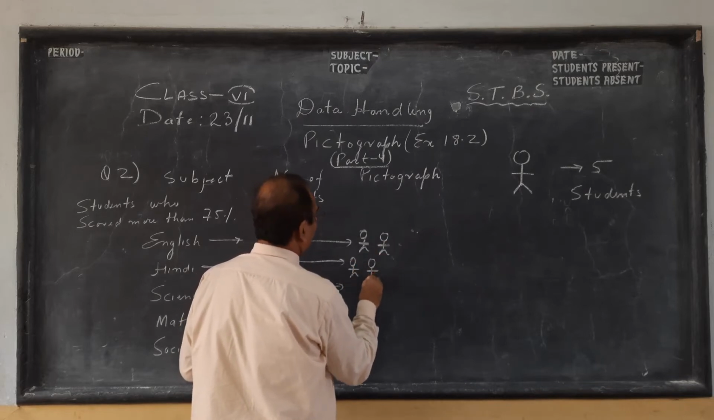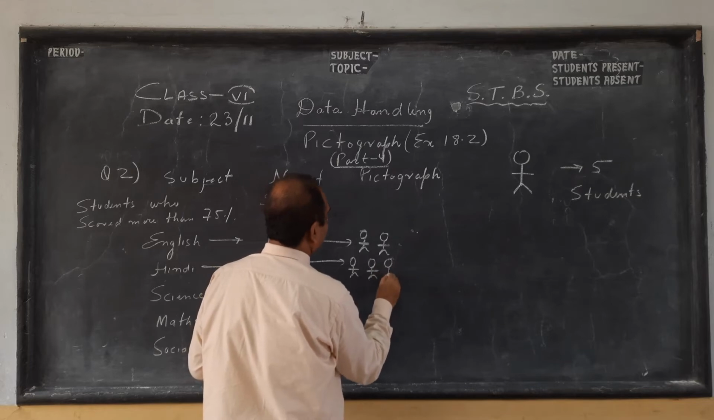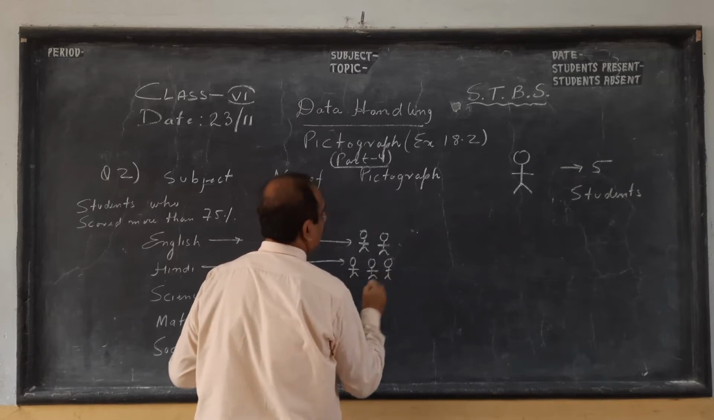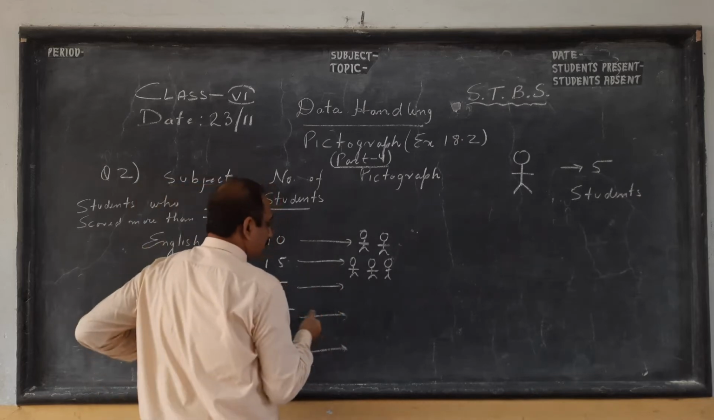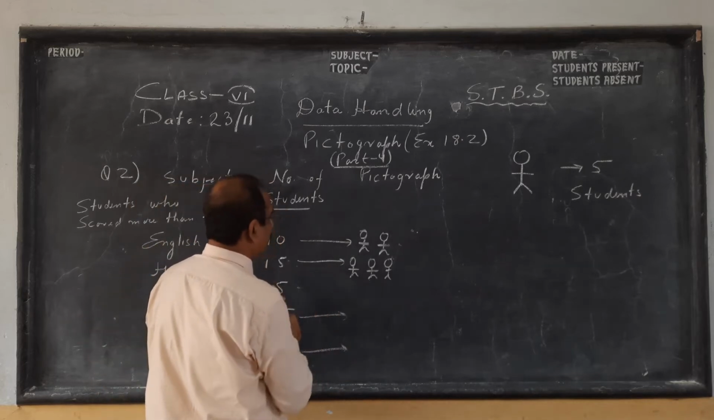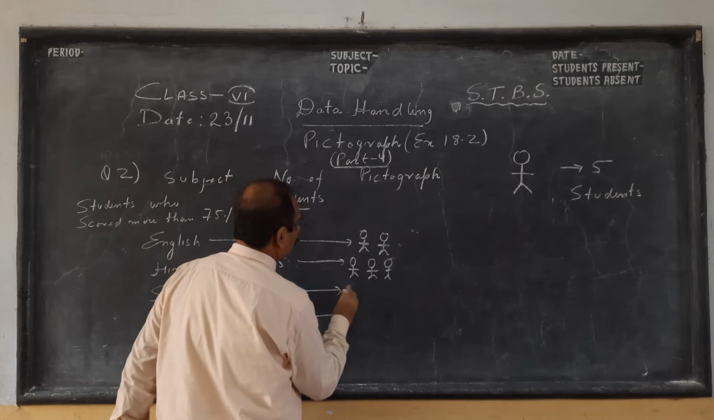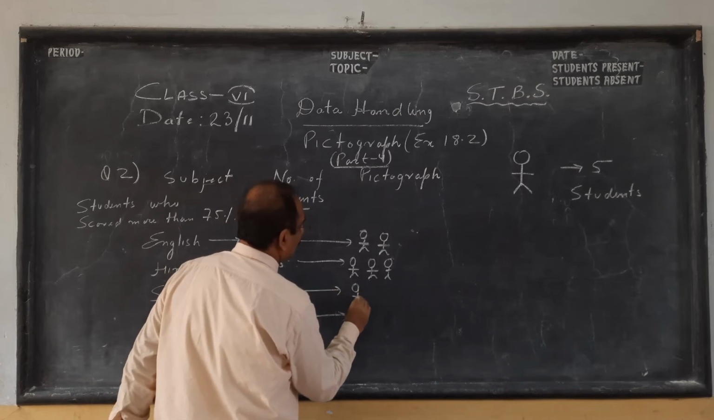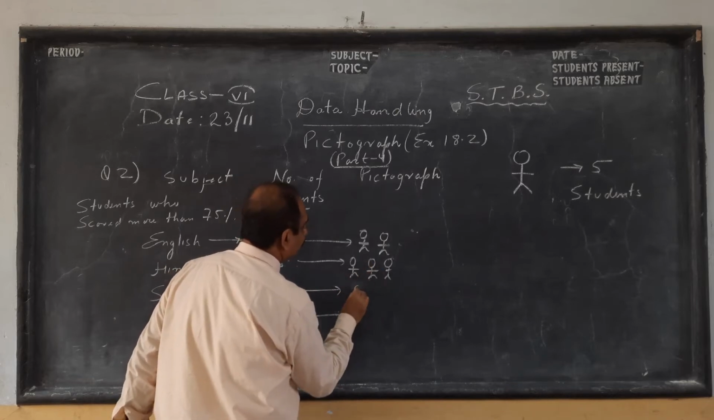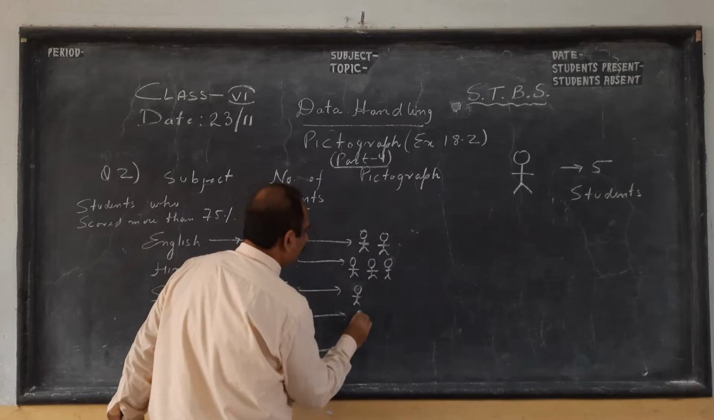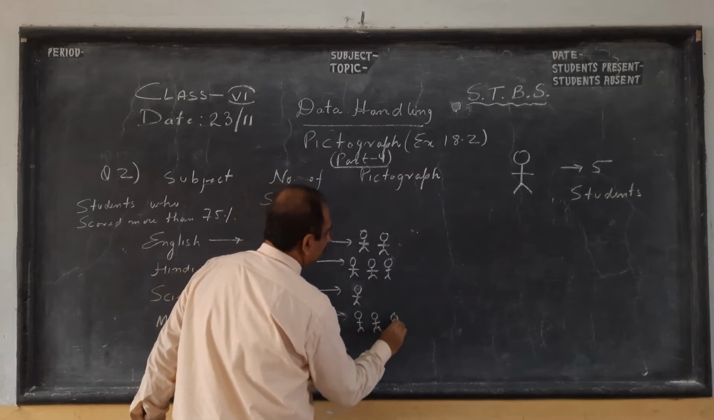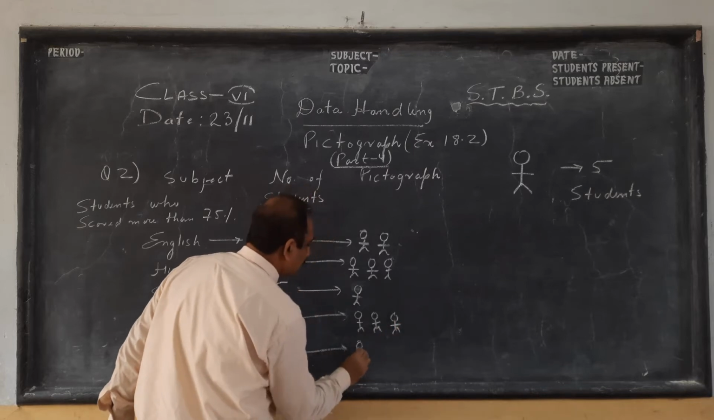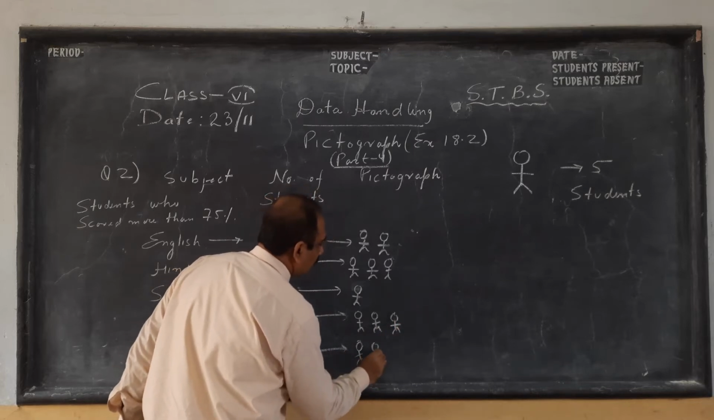So for 15, I should have 3. Okay, because 1 person like that, if you see, represents 5. So here only 5 means 1. Okay, only 1. Here we will have 3, and last but not the least, social study, we have 2.